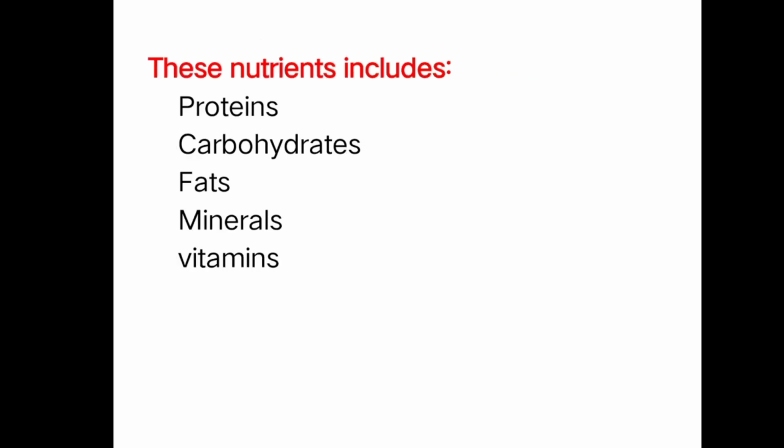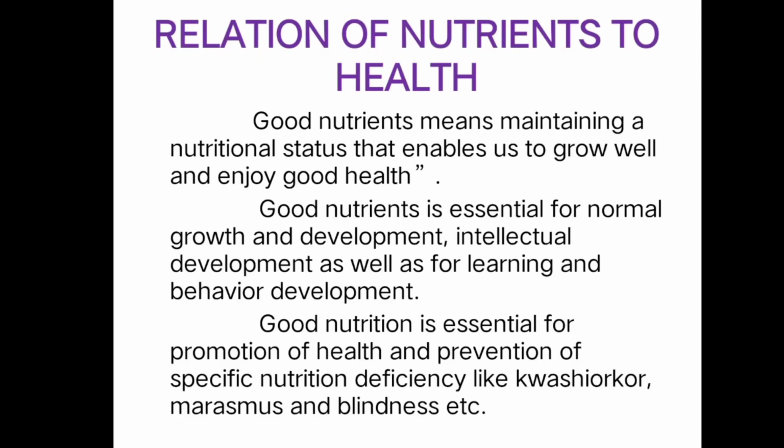So the major nutrients we are going to see are proteins, carbohydrates, fats, minerals and vitamins, and also micronutrients and kilocalories. We will see about the relation of nutrients to health. As we have already discussed, good nutrition means maintaining a nutritional status that enables us to grow well and enjoy health. Good nutrition is essential for normal growth and development, intellectual development as well as for learning and behavior development. So good nutrition is essential for promotion of health and prevention of specific nutrition deficiencies like kwashiorkor, marasmus and blindness. For each and every vitamin deficiency we have a disorder.